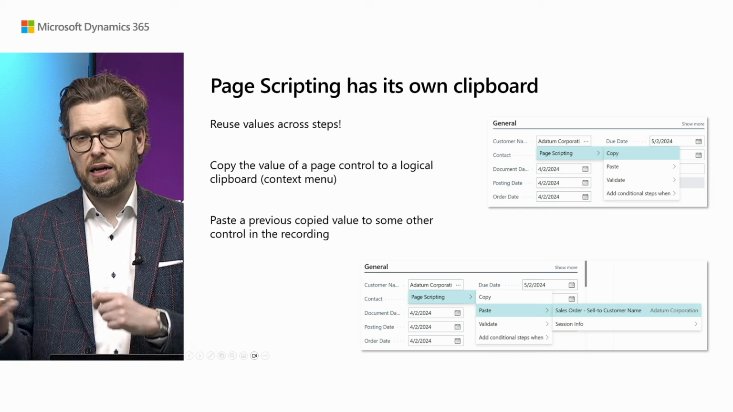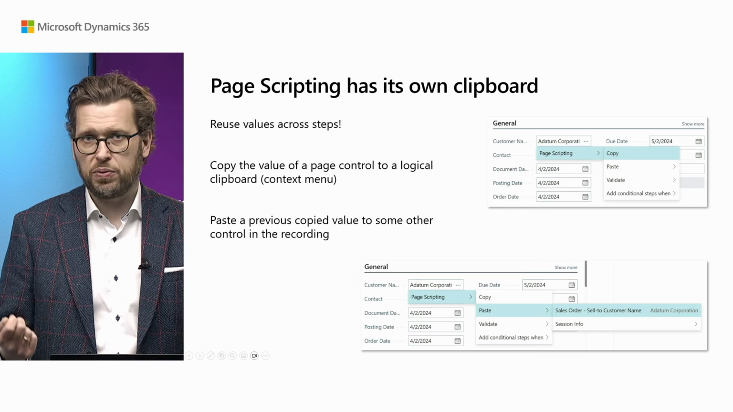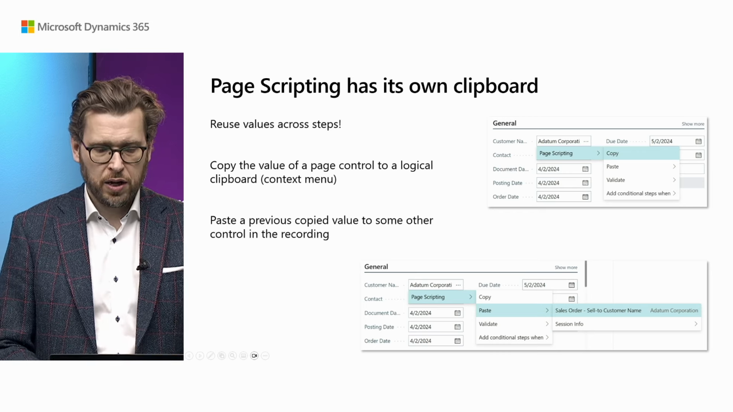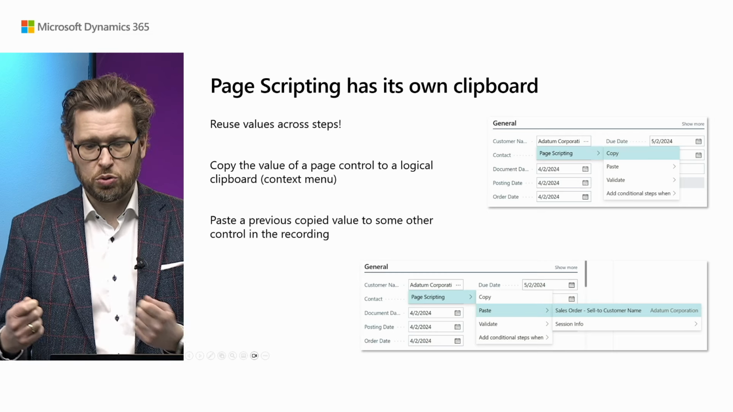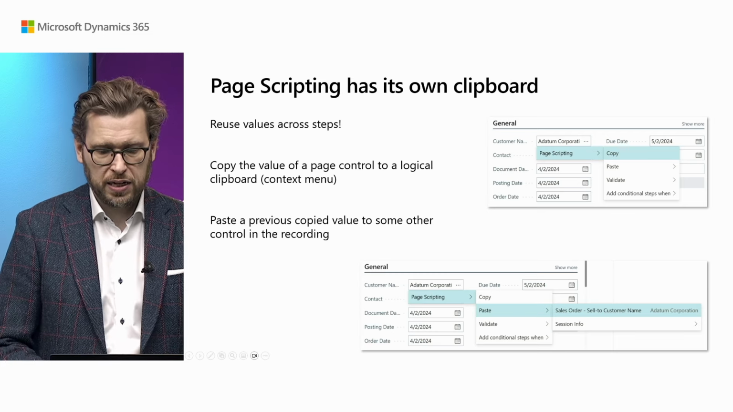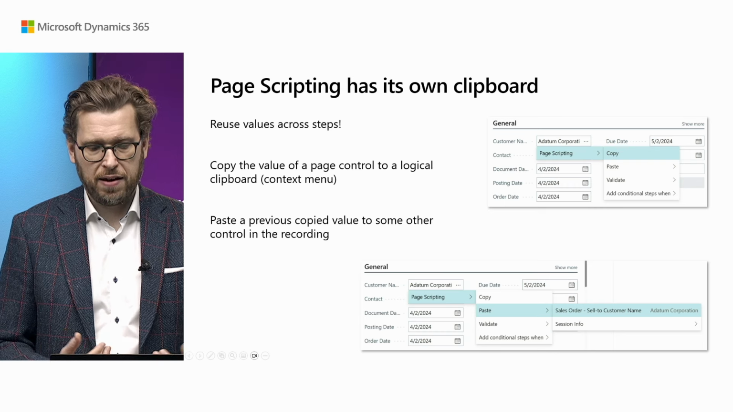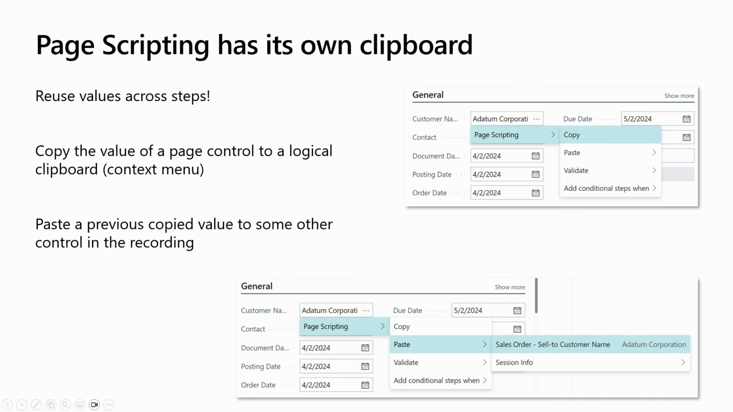That means that at a later stage, in a separate step where you need that value, you can again invoke the context menu, but now you can go to paste, and as we see here in this example, we have an option to put in the sell-to customer name, the Datum Corporation. We can then paste that in that next step, right? So that's a really convenient way to reuse values across steps.